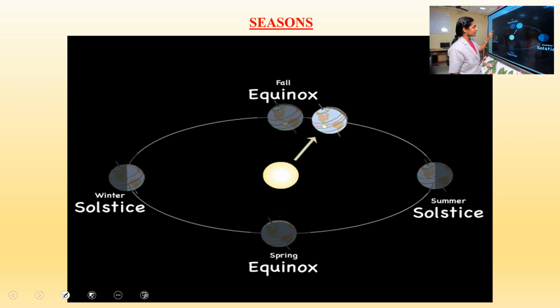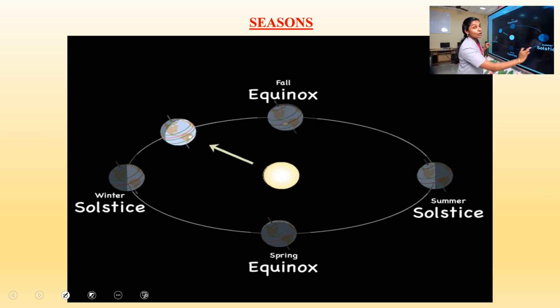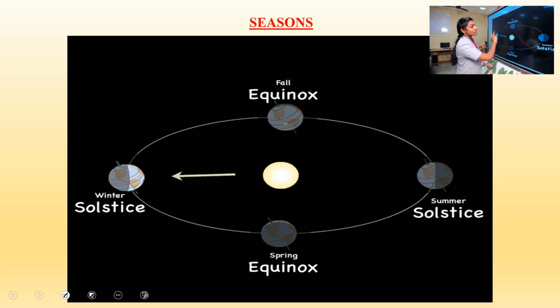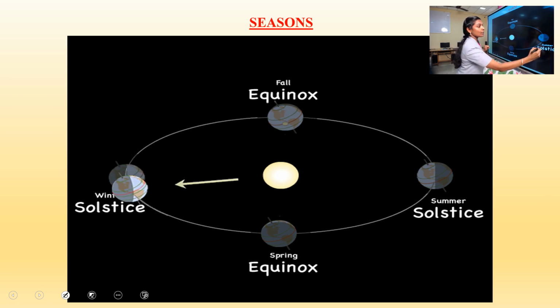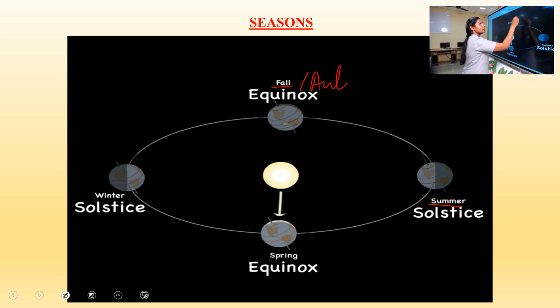Okay? So here you can see that earth is revolving or moving around the sun. So how many seasons do we have? Here we have summer, then we have fall or otherwise known as the autumn.